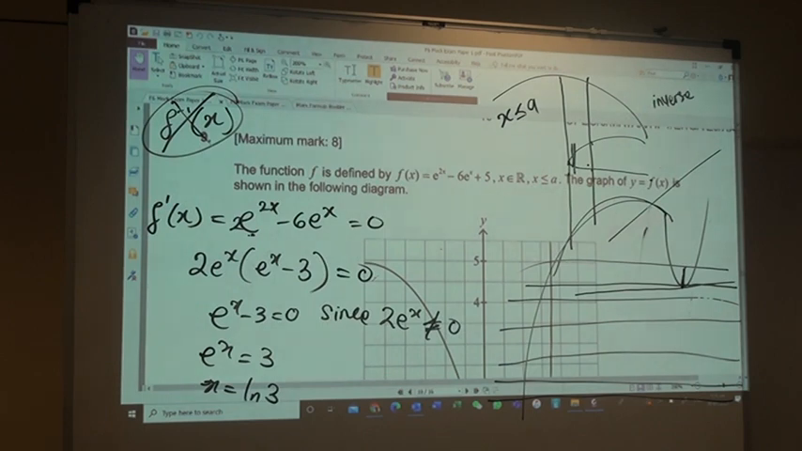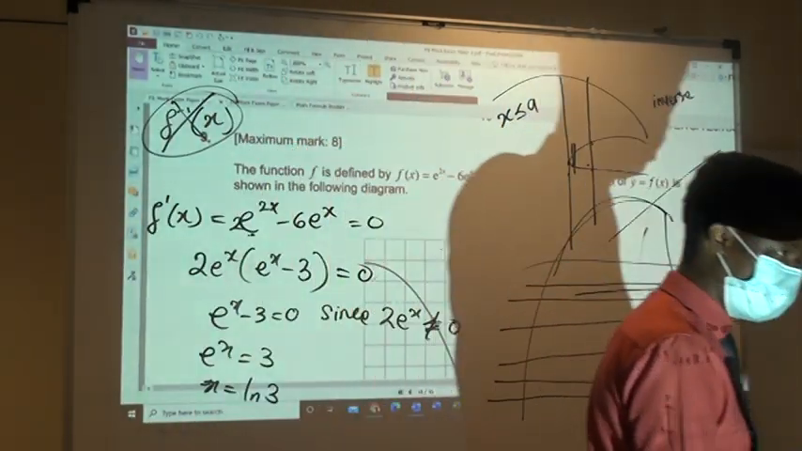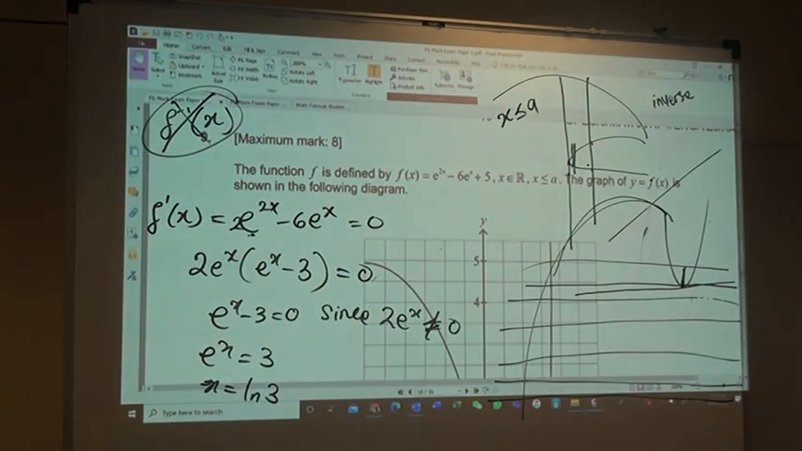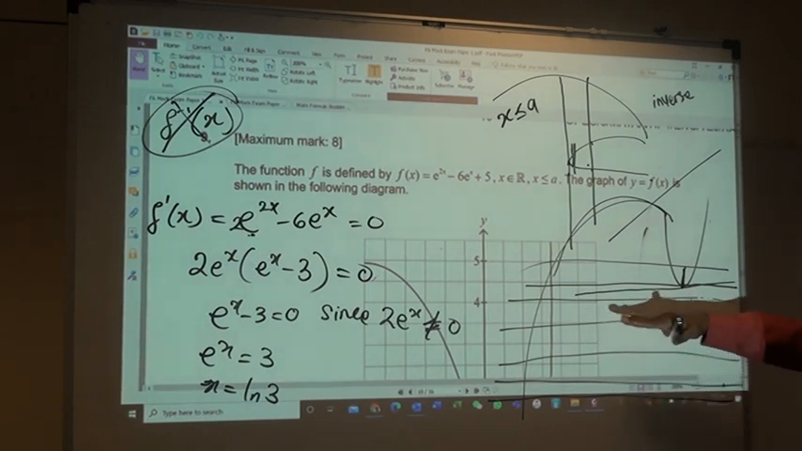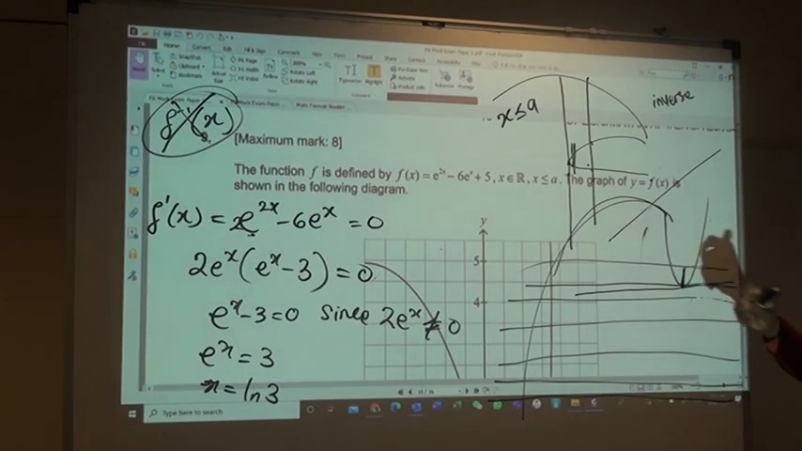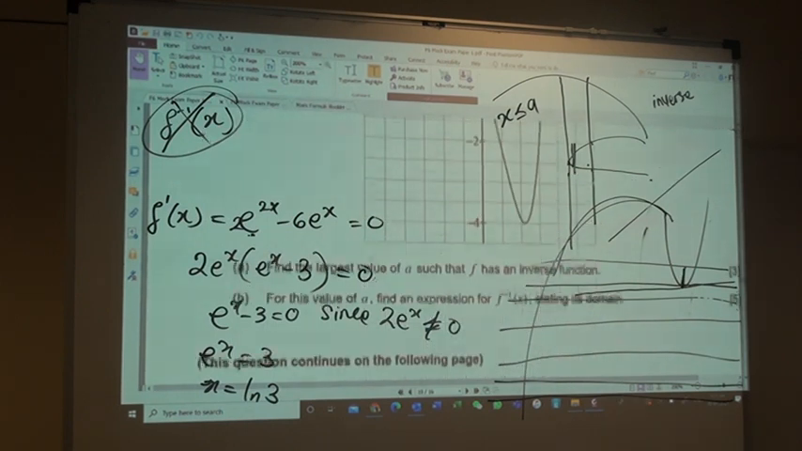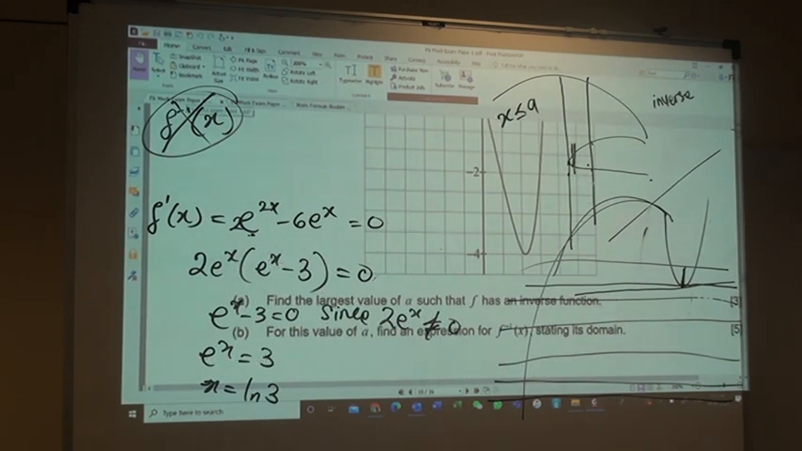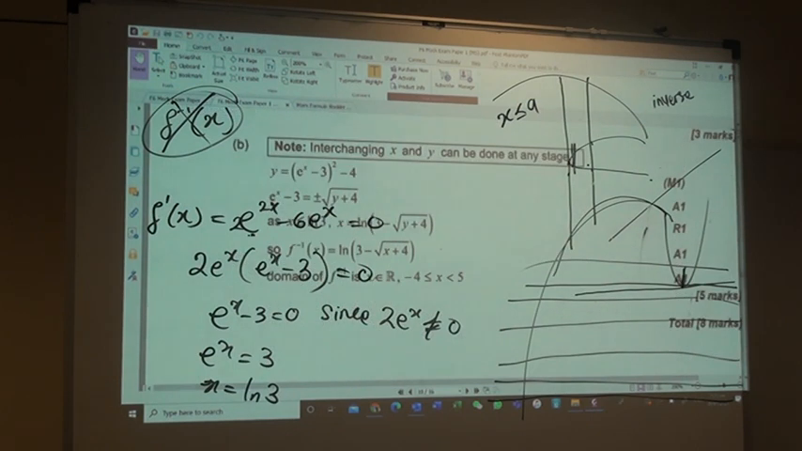Okay? So that value of x at that point must be ln 3. There will be other x's coming here. The biggest one is the value of x at this point. That's why you have that. And the other part is to find the inverse. You see, the inverse here requires something elementary that you have done.